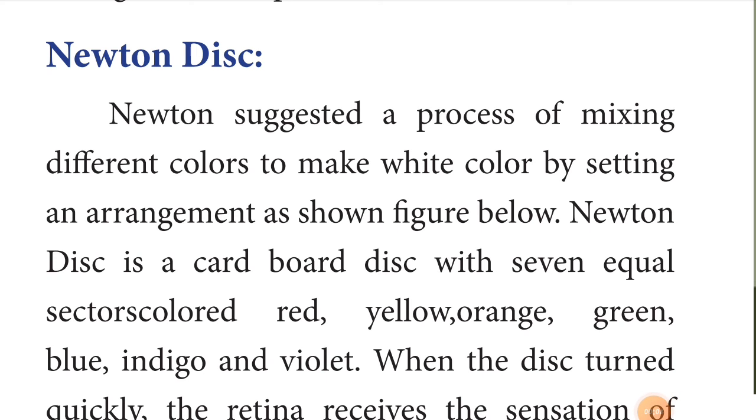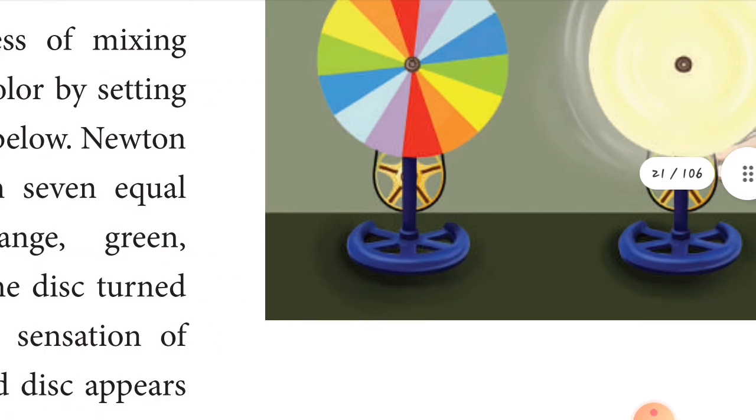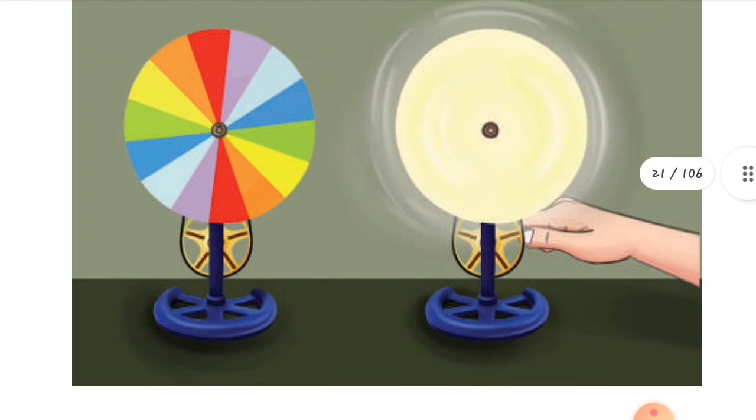See the Newton disk, children. This is a very important 5-mark question, children. See this picture, children. It's a very nice picture. So Newton suggests the process of mixing different colors to make a white color by setting an arrangement.